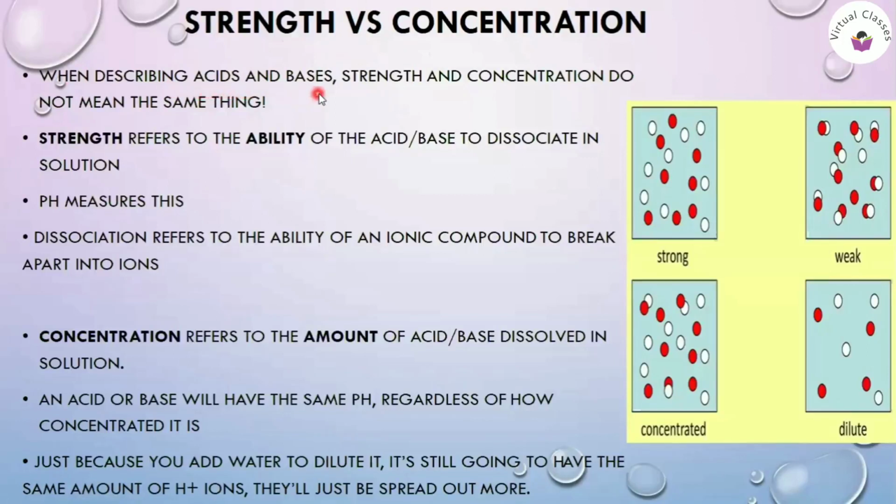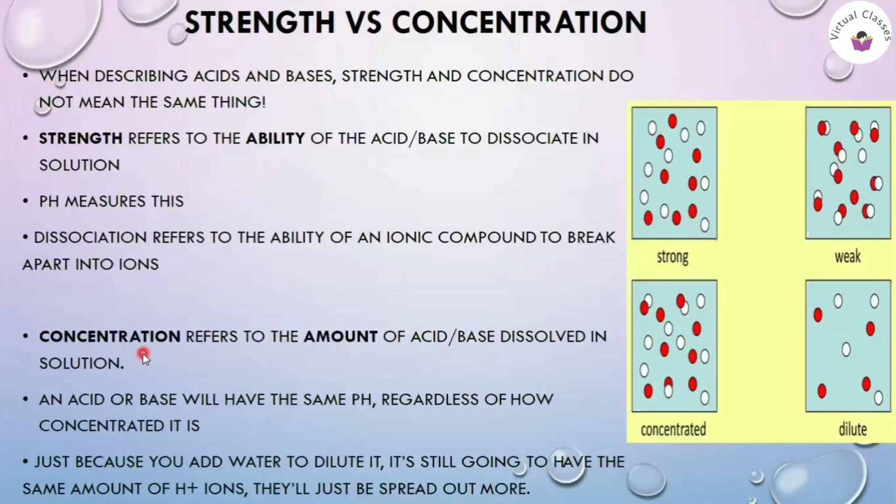When describing acids and bases, strength and concentration do not mean the same thing. Strength refers to the ability of the acid or base to dissociate in solution, and pH measures this. Dissociation refers to the ability of an ionic compound to break apart into ions. As you can see here, ions of strong acids have separated completely, while those of weak acids have not completely separated. They are still attached to each other.